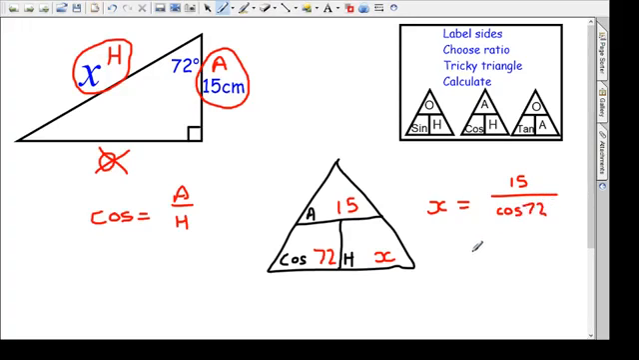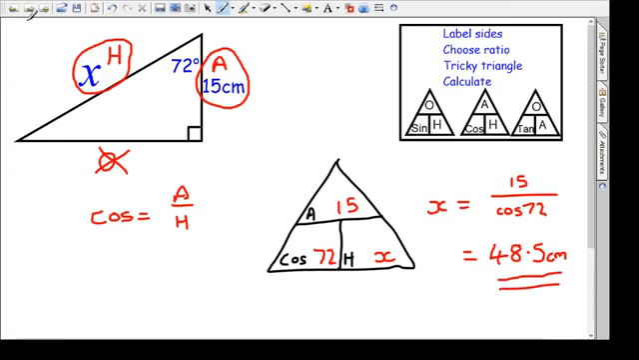I'm going to type that into a calculator. I'm going to use the fractions button. If you've got a calculator which has a fractions button, I would be using it. If you don't have a calculator that has a fractions button, I would buy a calculator that has a fractions button because they're incredibly useful. Okay, that comes to 48.5 centimeters. Okay.